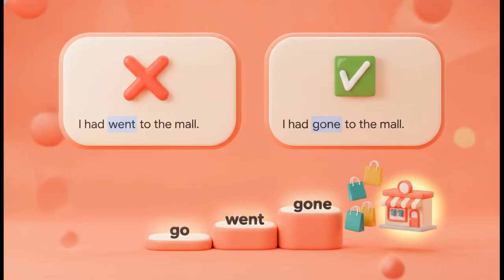But be careful, here is a mistake a lot of beginners make. You might want to say, I had went to the mall. This is incorrect. Why? Because went is the simple past form, not the third verb form. The rule is that we must always use the third verb form after had. So the correct way is, I had gone to the mall. Just remember, go, went, gone. We want that third one.